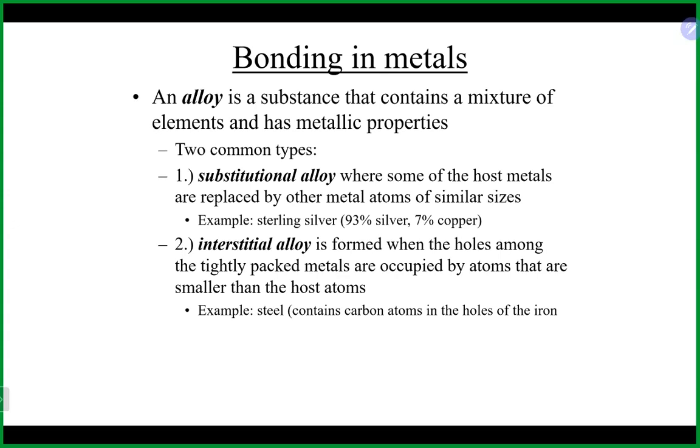An interstitial alloy is formed where there are holes in how the metals are packed together, and we put little atoms into those holes between them. Steel, for example, contains carbon atoms in the holes of iron. So there's a couple of different alloys.